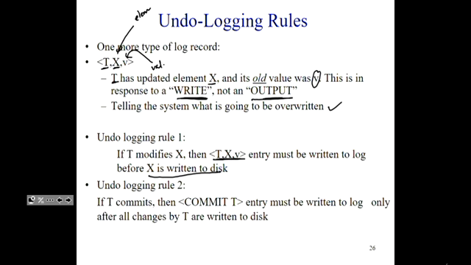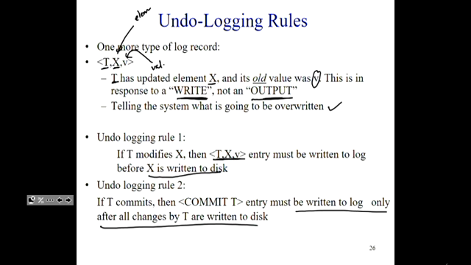So that's perfectly right. Let's talk about the second rule. The second rule says if a transaction commits, then the commit T entry must be written to the log only after all of the changes by T are written to disk. So does this make sense? So why does this make sense? Yes? If we were to put commit T in the log and then write to disk, then we could have some sort of failure between writing commit T and before we've written everything to disk. And we'd have the same problem with the first one.